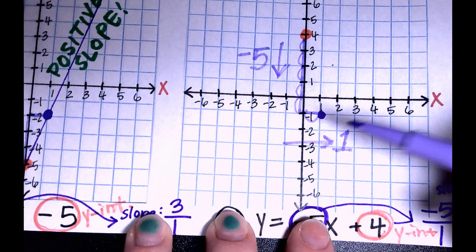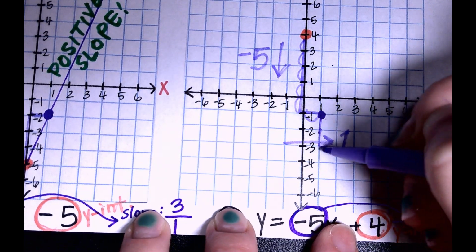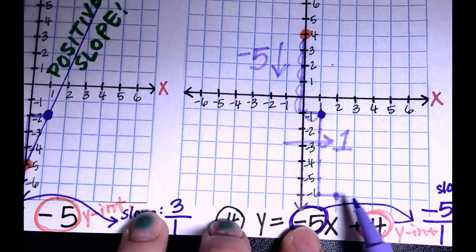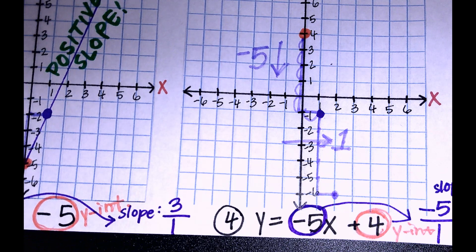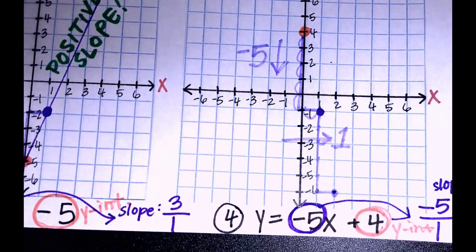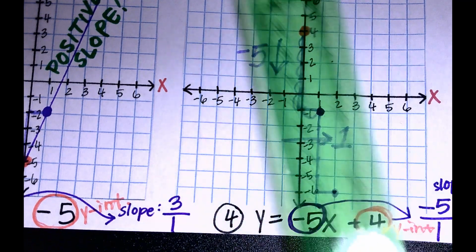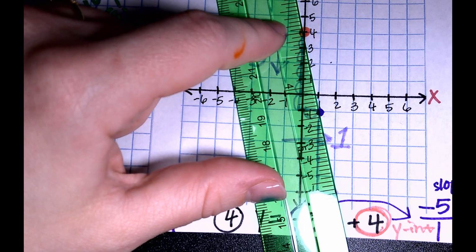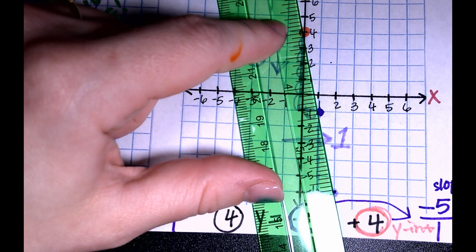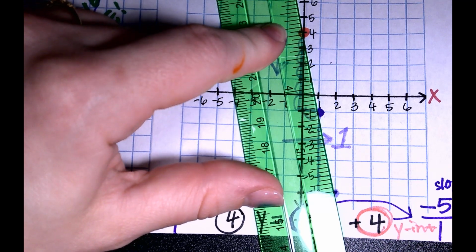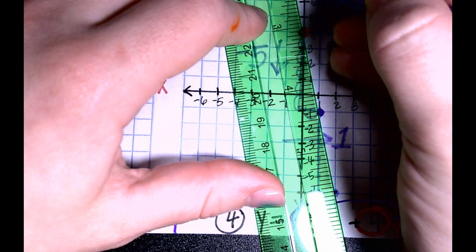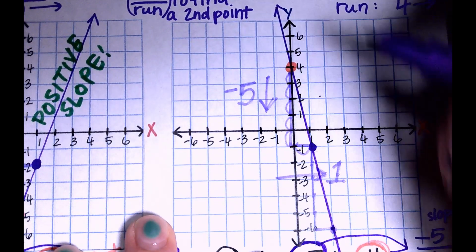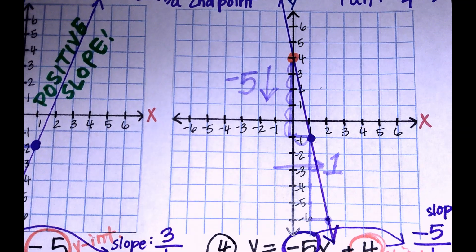So I went down 5 over 1. I'm just going to do that again. 1, 2, 3, 4, 5 over 1. There's another point. Now I can just be even more accurate when I line up my ruler. So I'm going to take my ruler and make sure that it touches all 3 of these points. There we go. And I'm just going to trace through them. And that is my line. Just like that, super steep.